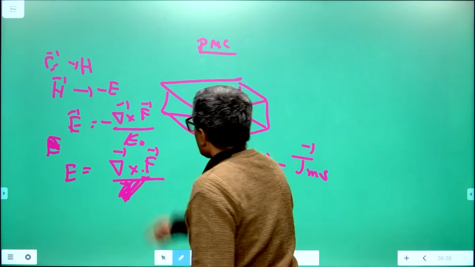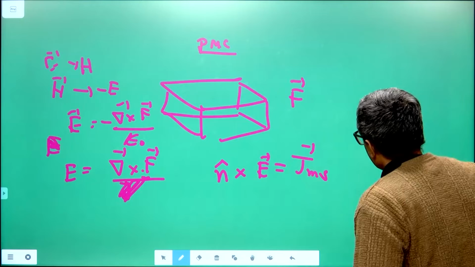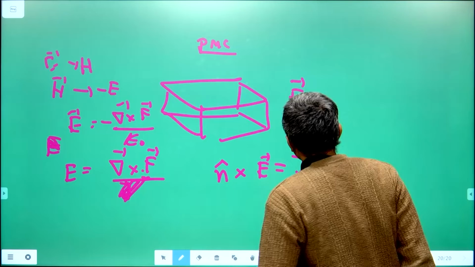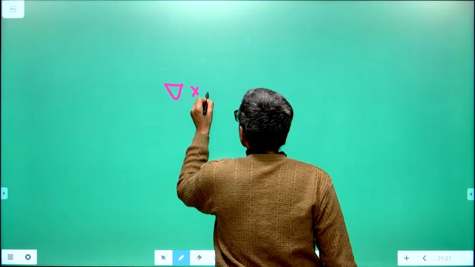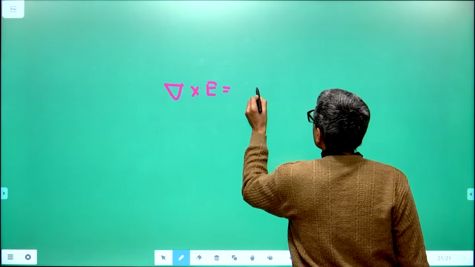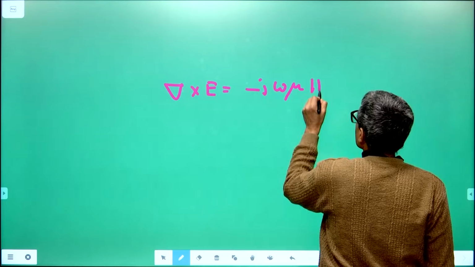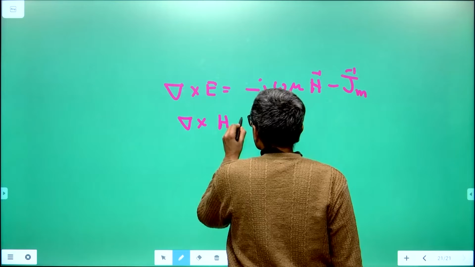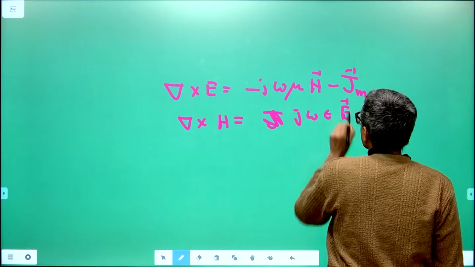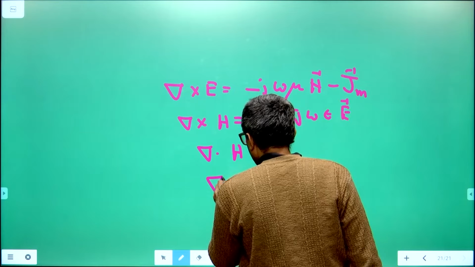and you can calculate F in the same way as you calculated the electric field from the magnetic vector potential. Then you use the fact that, just let us write down the equations and see. You have del cross E is equal to minus j omega mu H minus JM. And in the absence of any electric current, you had del cross H is equal to j omega epsilon E, there was no J, and del dot H is equal to 0, since there is no magnetic charge, and del dot E is also 0, there is no electric charge.